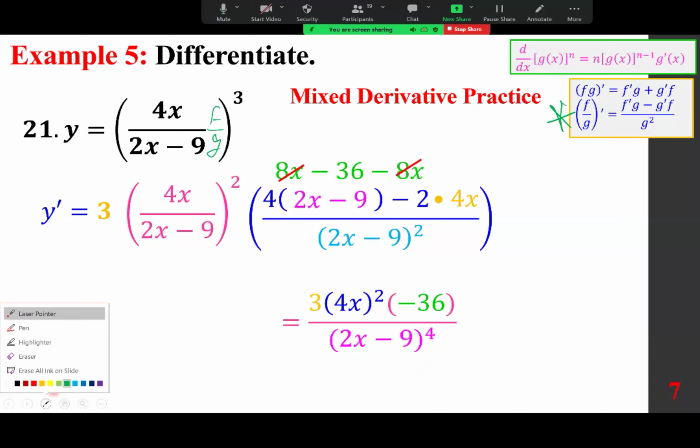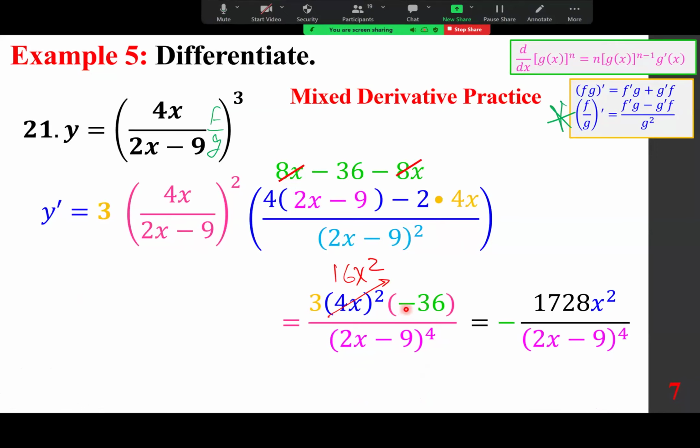And this is 16 x squared. Multiply this one, this one, this one. You get this answer. Please don't forget the negative sign. On purpose, I put it in a different color. We keep that. We can put it in front of a fraction bar, or at top we get minus 1728 x squared over 2x minus 9 to the power of 4.